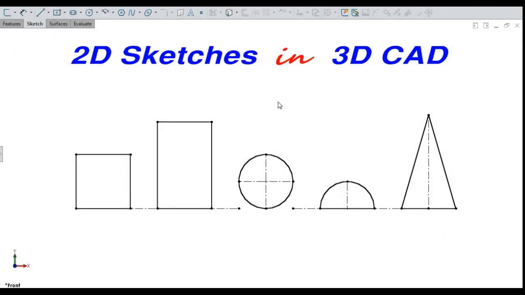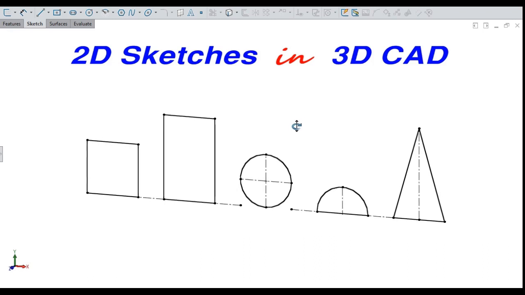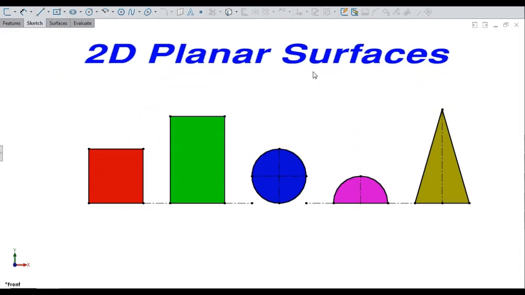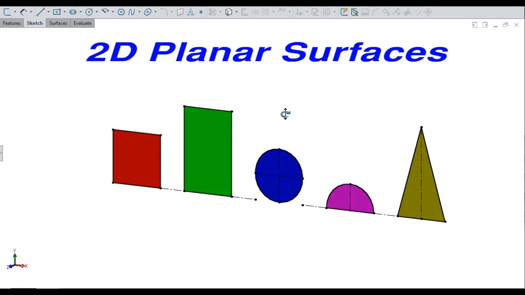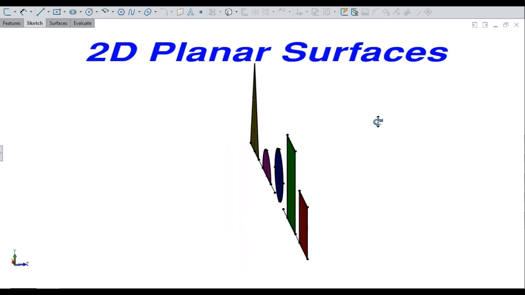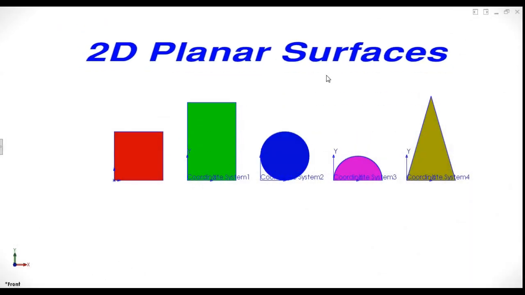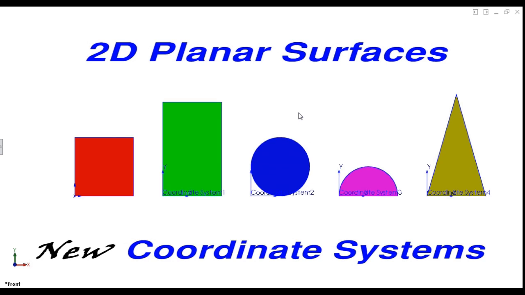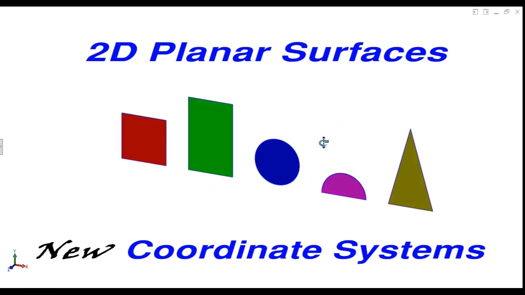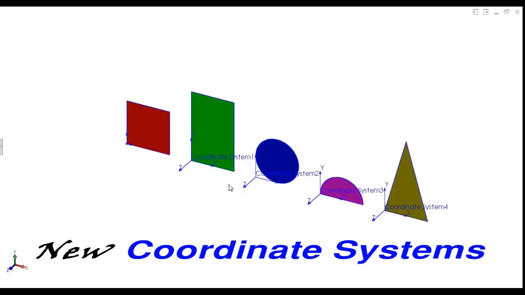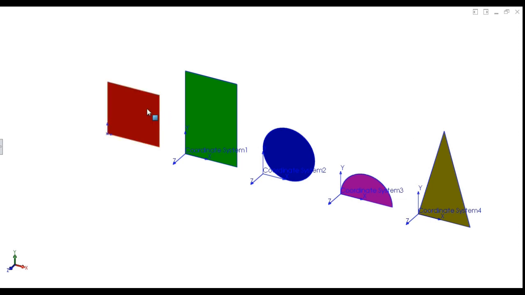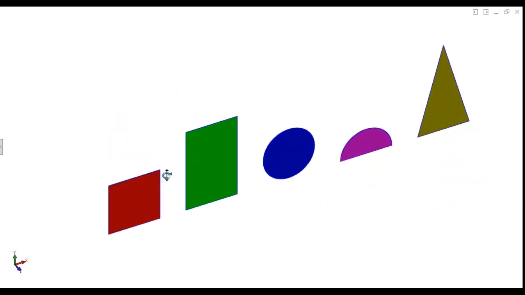To begin with, these are the 5 basic 2D sketches sketched in a 3D CAD. Then it is transformed into 5 planar 2D surfaces which I would work with. The 5 basic 2D shapes created in a 3D tool like SolidWorks. Here the square is using the default origin and I have created new coordinate systems for rectangle, circle, semicircle and triangle.